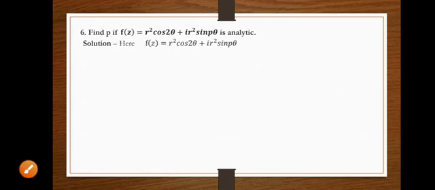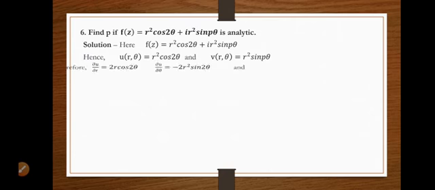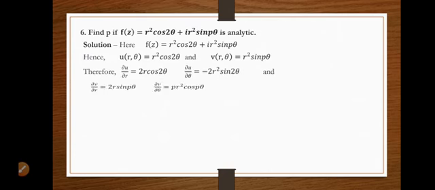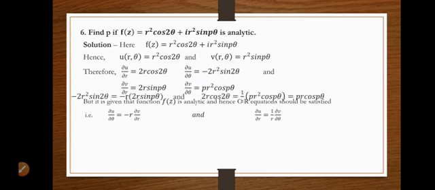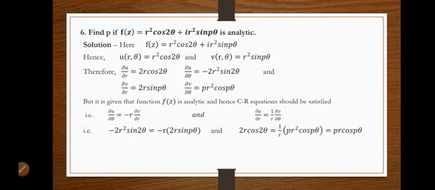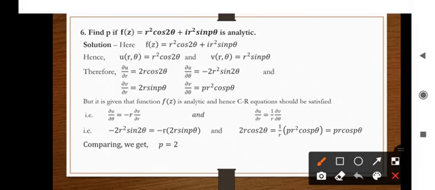So first write the function, identify u and v, find the 4 partial derivatives, and then since the function is analytic, you can use the CR equations. Both the equations, put the obtained results, and comparing you will get the value of p as 2. So you can compare this pair of equations or this pair. Everywhere you will get the same value of p, that is p equal to 2.